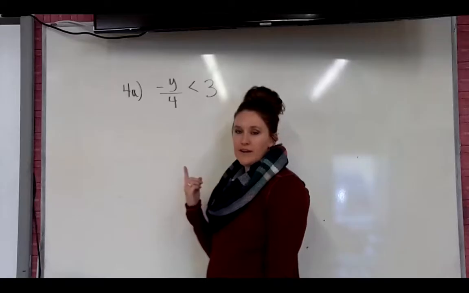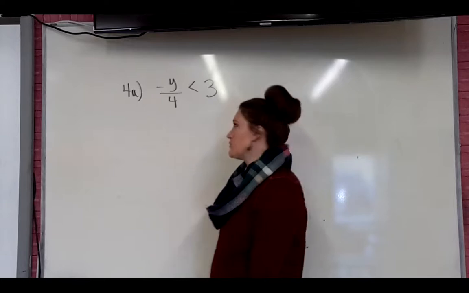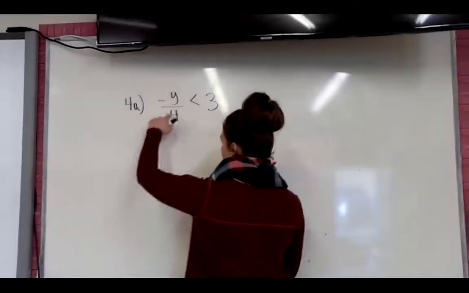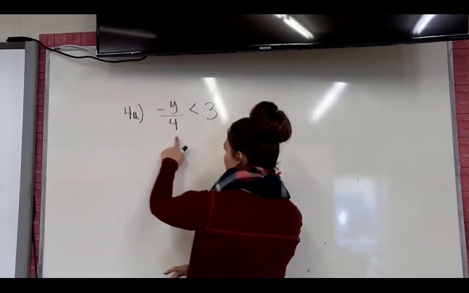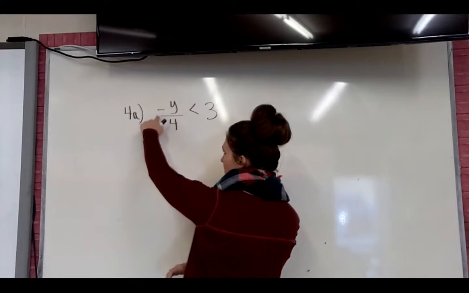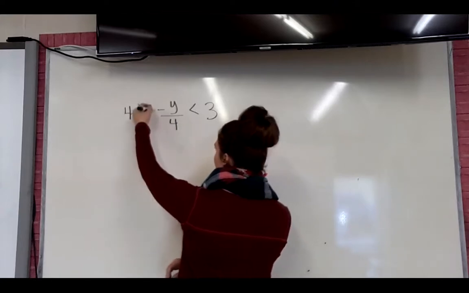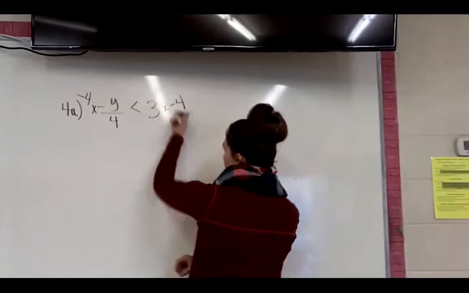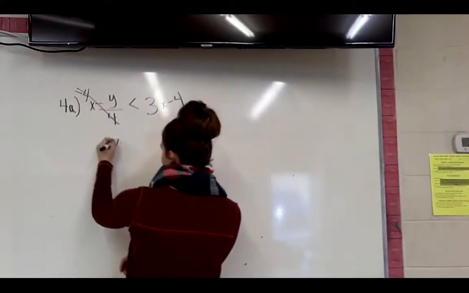On 4a, we have negative y over 4 is less than 3. So we're solving and graphing. This means y divided by 4. So to get rid of that 4, we're going to do the opposite and multiply both sides. Even though this negative is up here, it can go with either one of them. So I'm going to multiply both sides of this inequality by negative 4. That will cancel that, and I'm left with y.